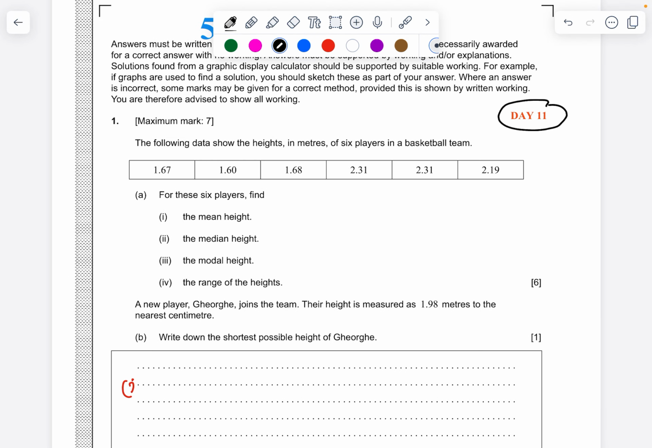He's asking to find the mean. For calculating the mean, what should I be doing? Add them all and divide by 6. You should be able to get that answer as 1.96 meters. Now he's asking us to find the median.